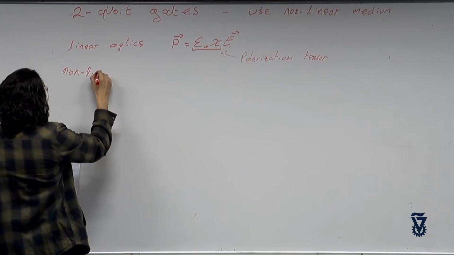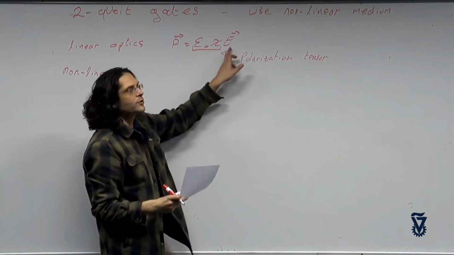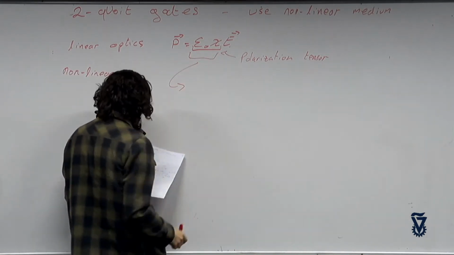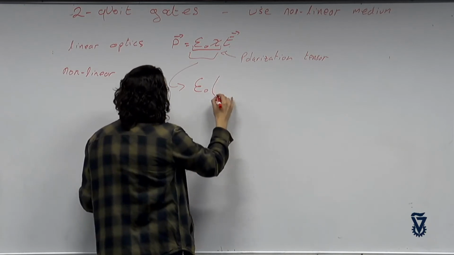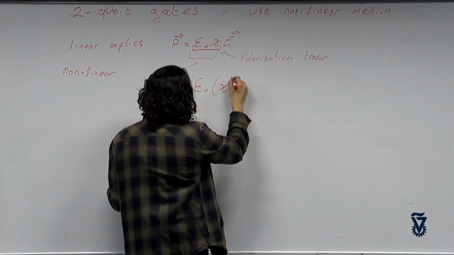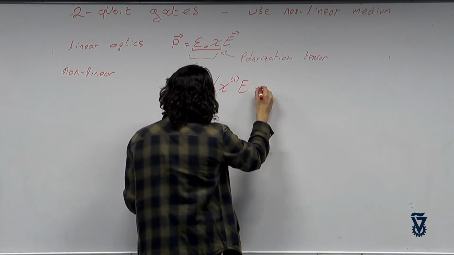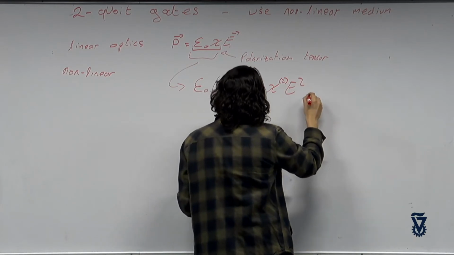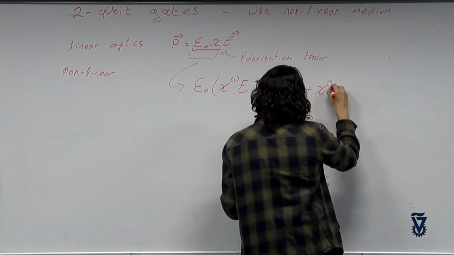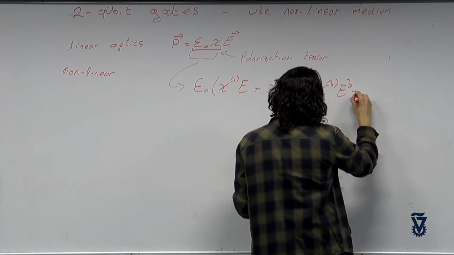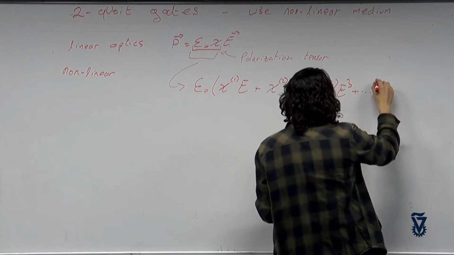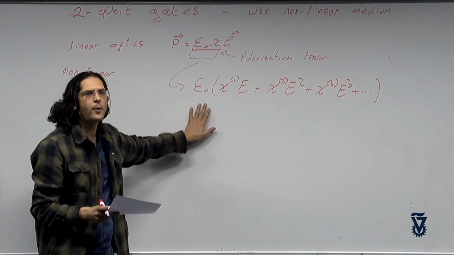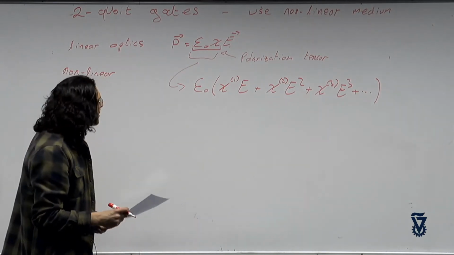But if we have nonlinear optics, then we have dependence on higher orders of the field. Okay? So this thing here is just going to be some epsilon naught chi 1 E plus some chi 2 E squared plus chi 3 E to the third, and so on. This is the nonlinear response of a medium.